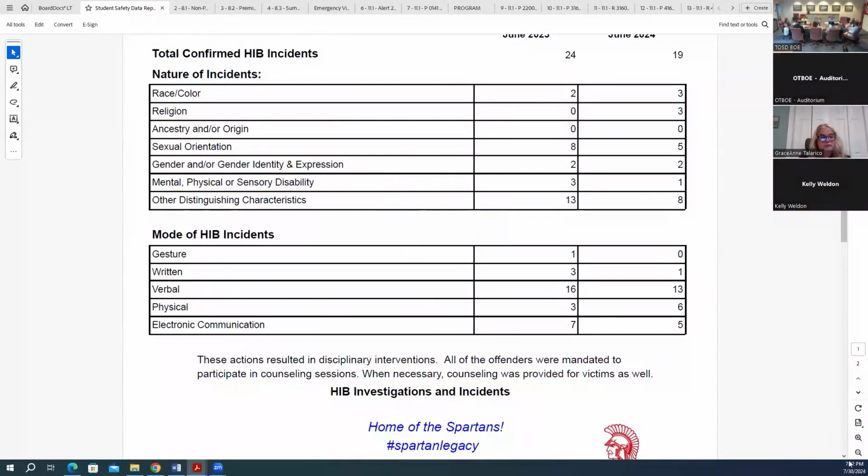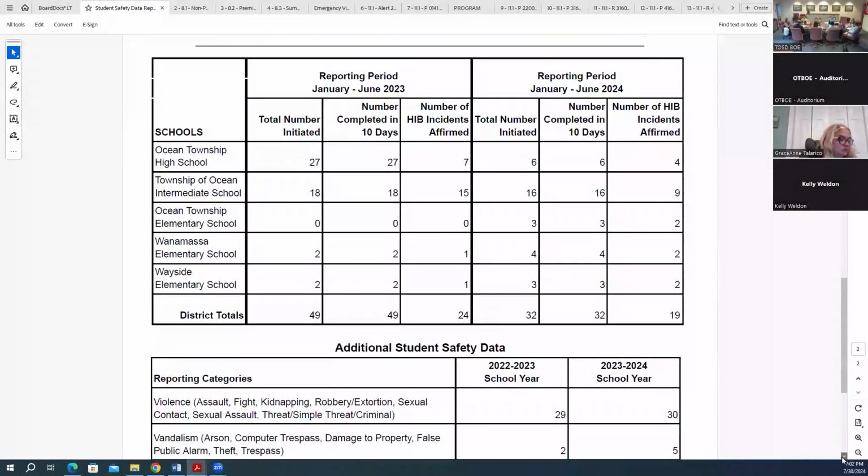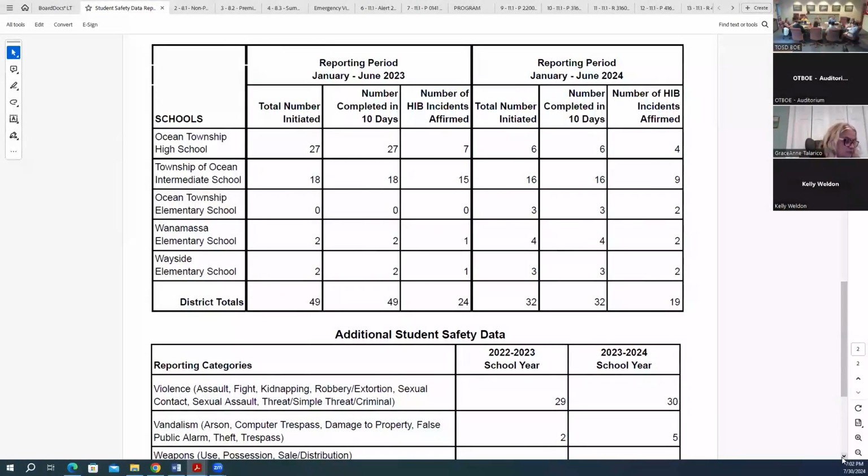Moving on to the second page, this is the same time periods, with three columns from last year compared to three columns this year. We must report out how many investigations were initiated, how many were completed in 10 days, which you'll see match because we follow that timeline very strictly, and how many were actually affirmed HIBs. It's broken out by school. If you follow across the high school, last year from January to June, we initiated 27 investigations that led to seven affirmed HIBs. This year we had six investigations and four affirmed HIBs at the high school.